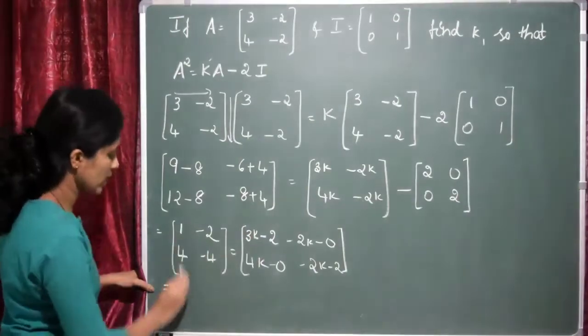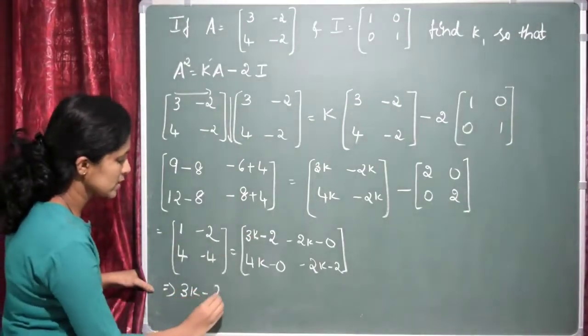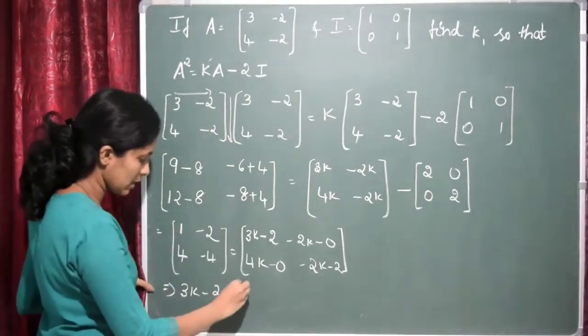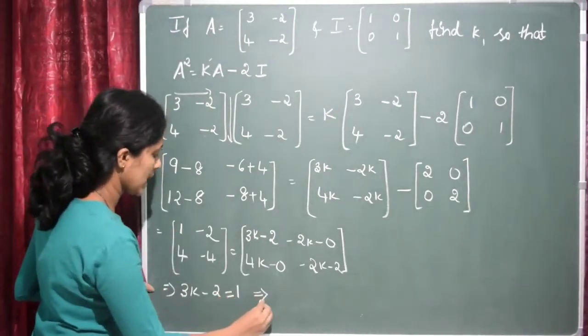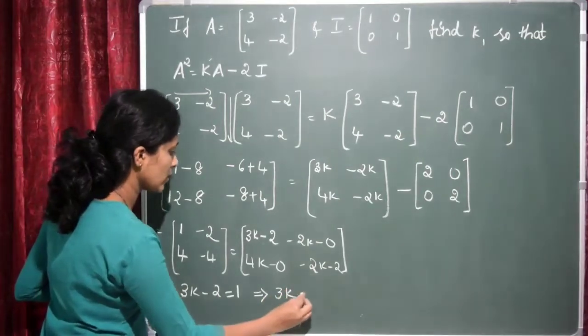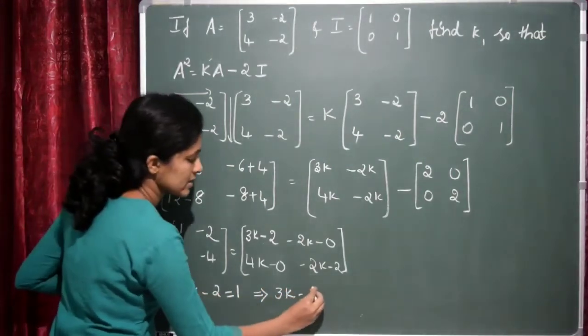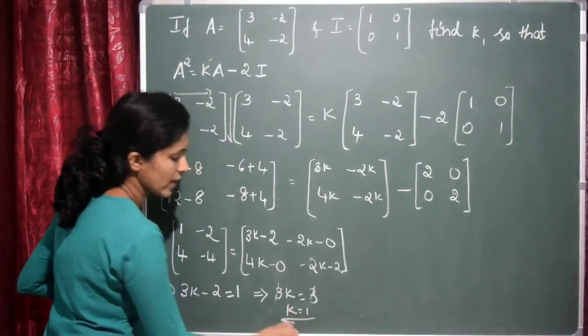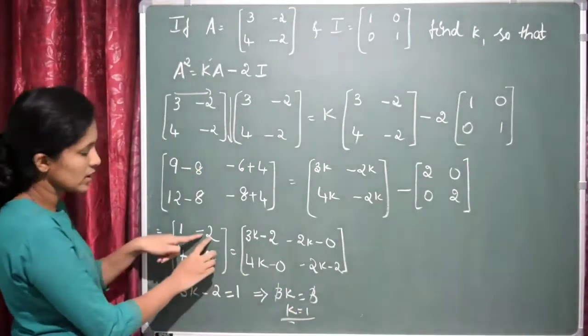First we will equate with this one. 3K minus 2 is equal to, here the first element is 1. So 3K minus 2 is equal to 1. So this implies I can write 3K is equal to 1 plus 2, it is 3. So 3 and 3 will get cancelled. K is equal to 1. So this is the value of K. 1 is enough.